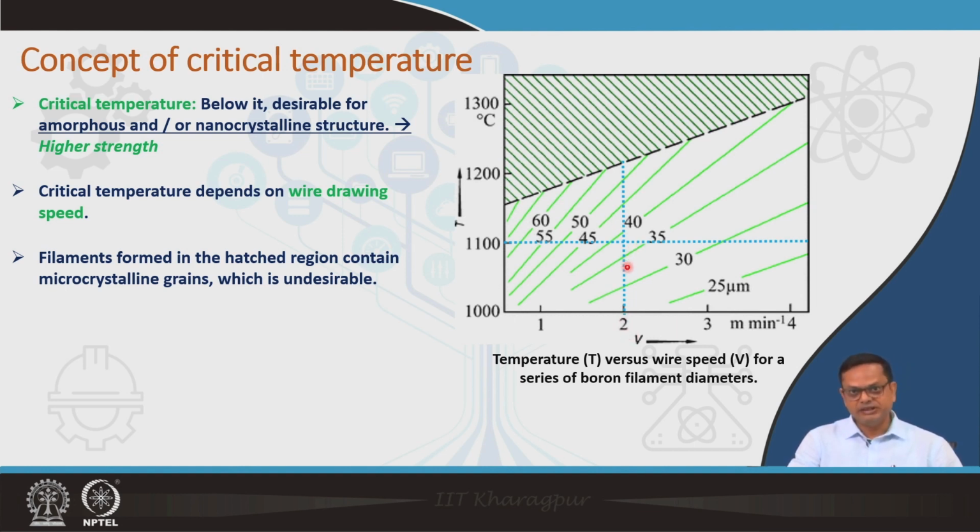Here you can see as you increase the temperature, the deposition kinetics gets improved, and that leads to synthesis of higher diameter boron fiber. But then you have to be careful that in that process you should not end up in this zone where you get microcrystalline grain. So, that is the important factor here: you want to optimize the velocity of the wire and the temperature, but you also have to be careful not to go into this particular zone where you get microcrystalline boron grains.